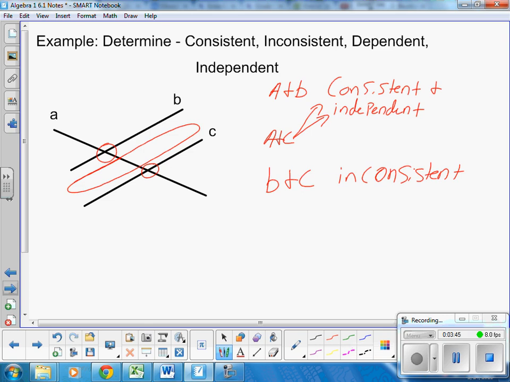The most common you're going to have are two intersecting lines, example of AB and AC, where it'll be consistent and independent. Rarely, but will occur is when you have coinciding lines, then remember that will be consistent and dependent. And then you have B and C, parallel lines will just be inconsistent.